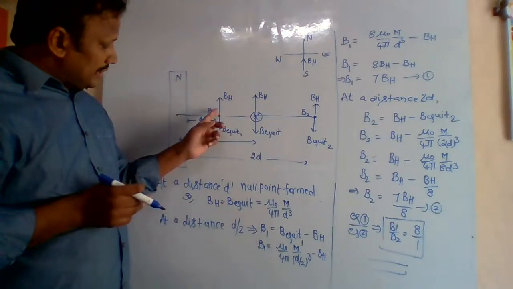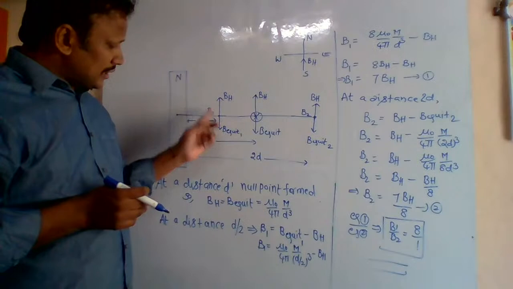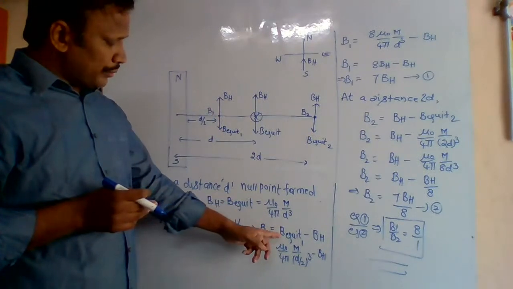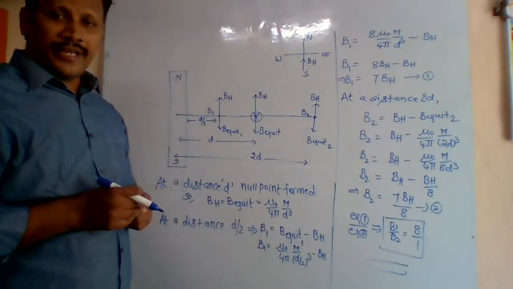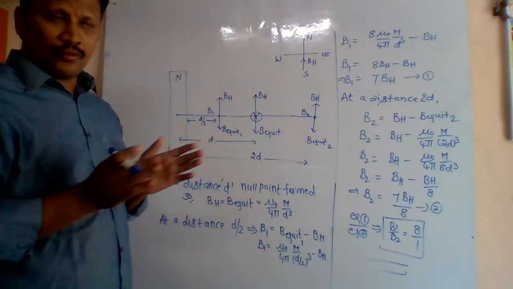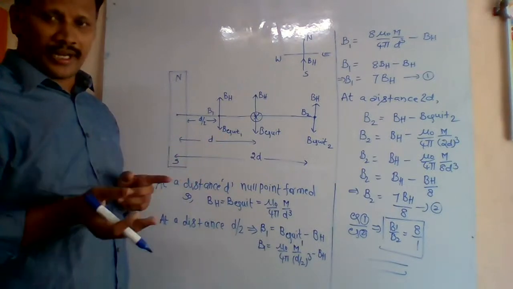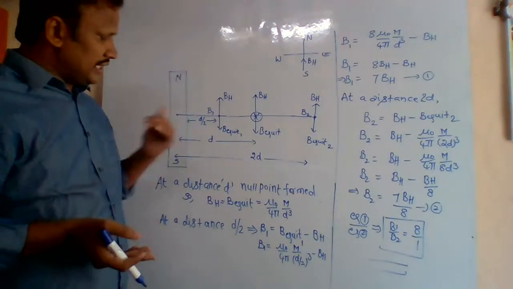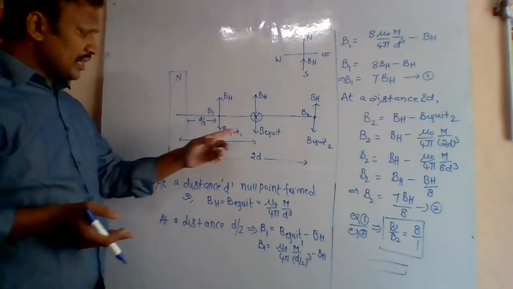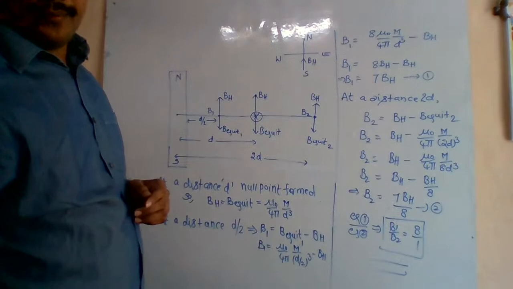So at that point, resultant magnetic field induction B1. So B1 is equal to B equatorial 1 minus BH. Both are in opposite directions, nothing but what, just subtract. Higher value minus lower value. Here higher value is nothing but what here? B equatorial 1. Is that clear?